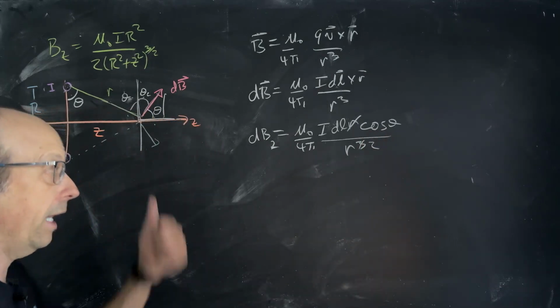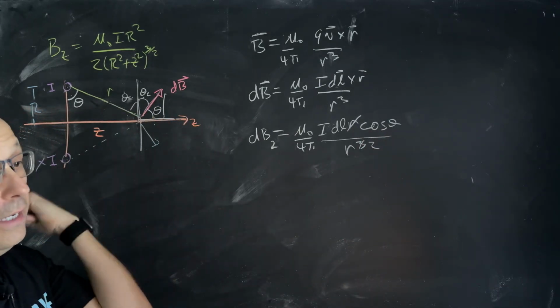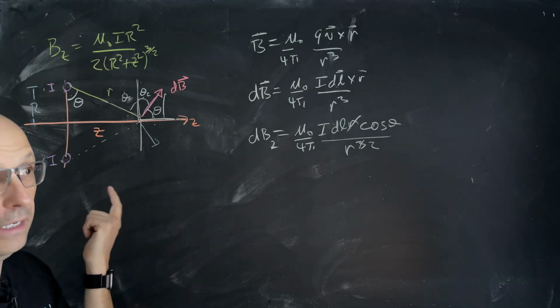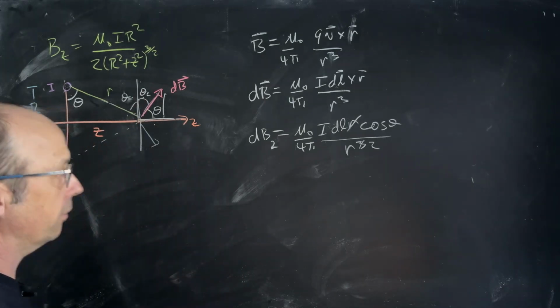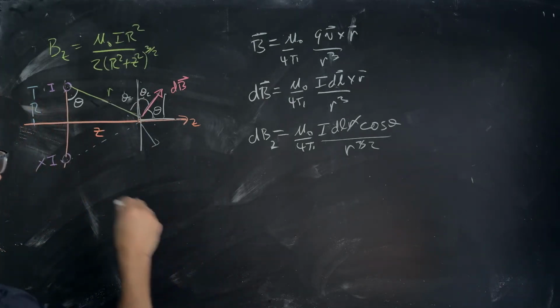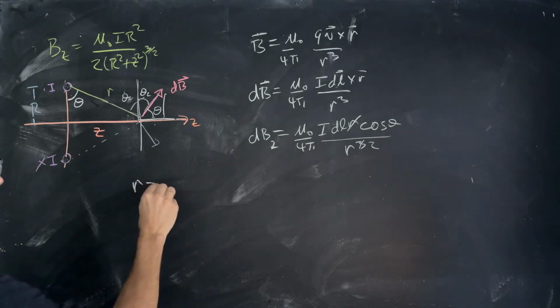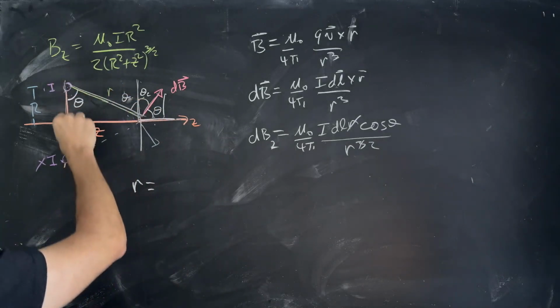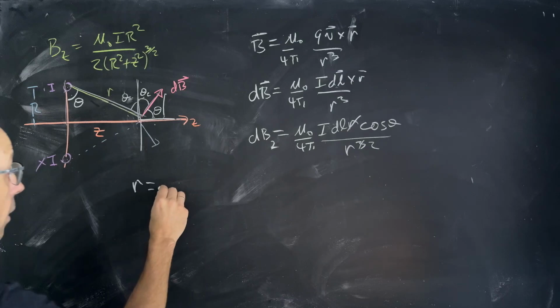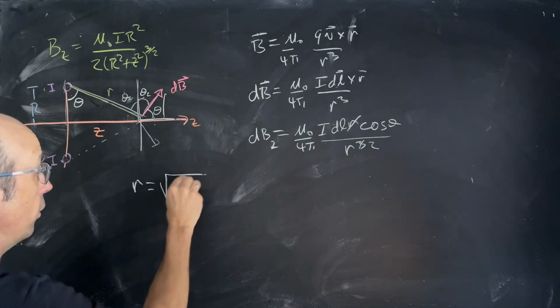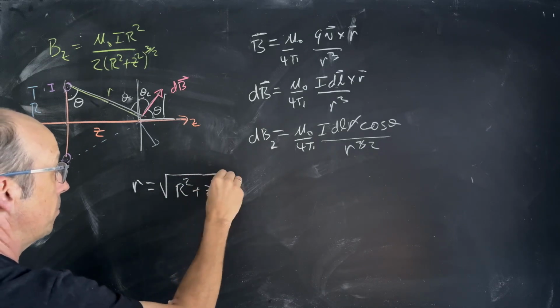Okay, so I still need an expression for r. I need an expression for theta, and then I can integrate. You know, I don't have to integrate though. Okay. So let's find r. R is going to be equal to this distance, but it's a right triangle. I know that's capital R and that's z. So this is the square root of r squared plus z squared.